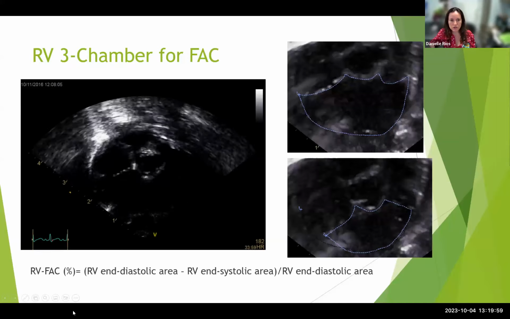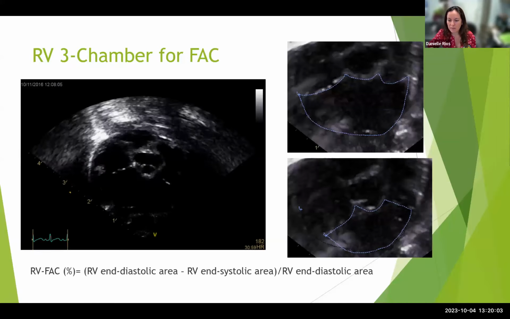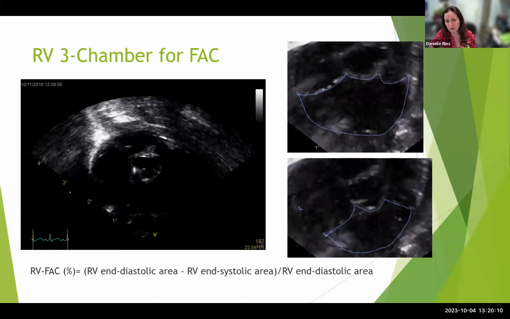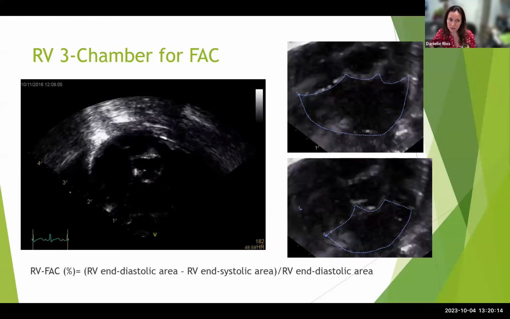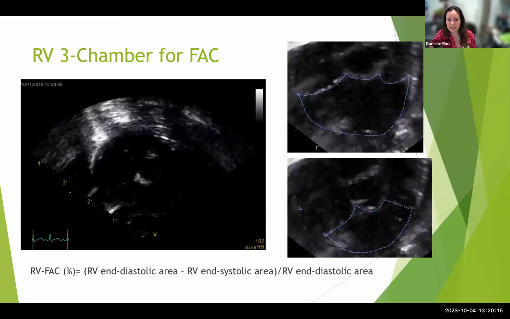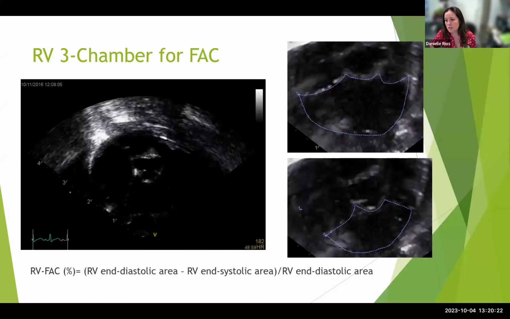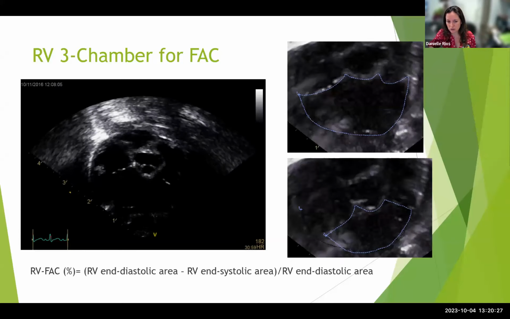So fractional area change, or FAC, of the right ventricle can be used as a surrogate measurement of RV ejection fraction. You can measure it both in the apical four-chamber view or in the three-chamber view, as we're doing here. The reason that we use the RV three-chamber more often is because we think that it's less influenced by interventricular septal motion than the four-chamber view. And so in pulmonary hypertension, where you can have issues with that, it's a better view to measure.